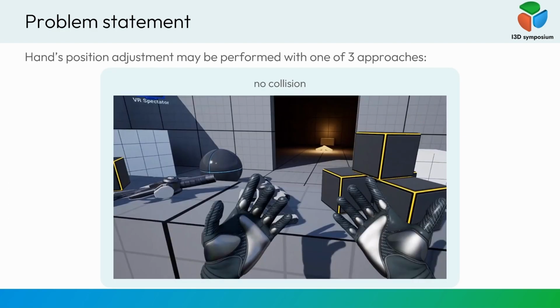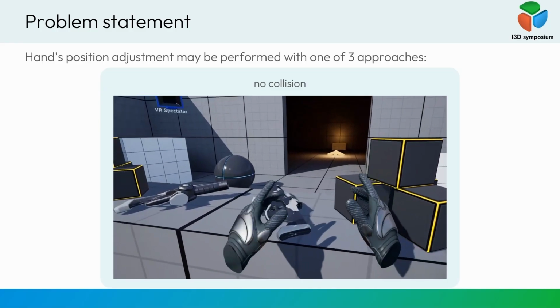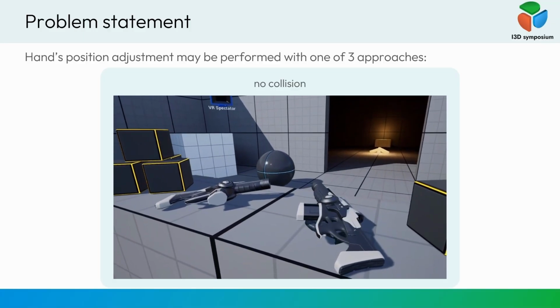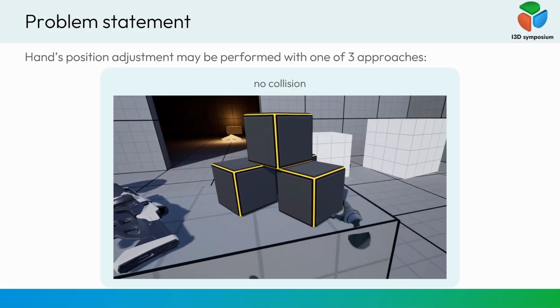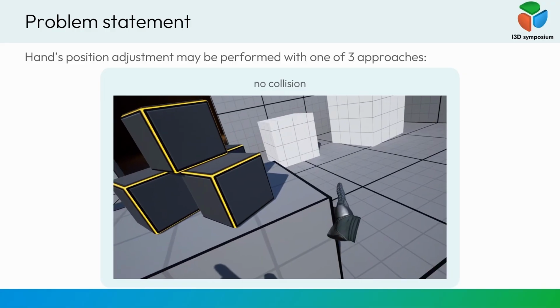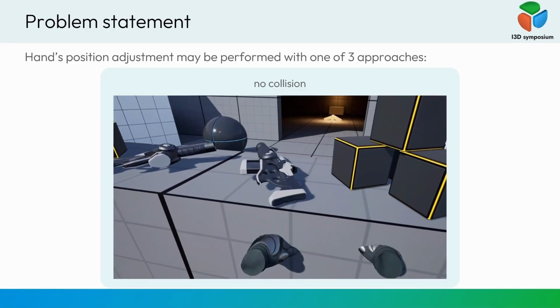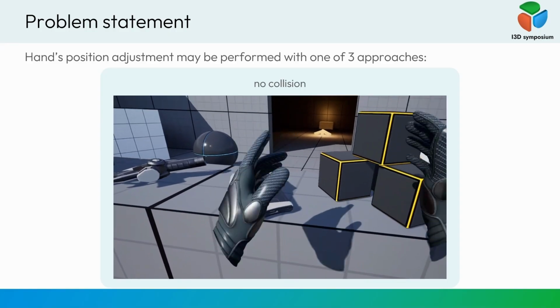In current state-of-the-art solutions for determining the final hand's position, we have three main approaches. The first one is to ignore all collisions with objects and to let hands go through the object volume. Although in this method the hand movement is unrestricted, the immersion of the application is quite lower, as the hands are not behaving as we know it from the real world.